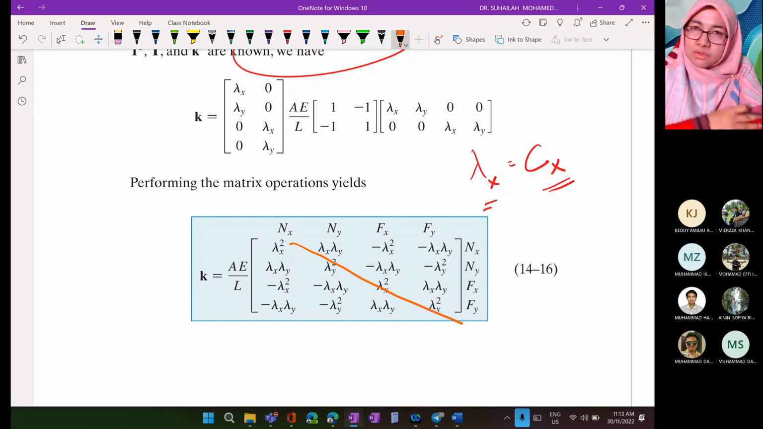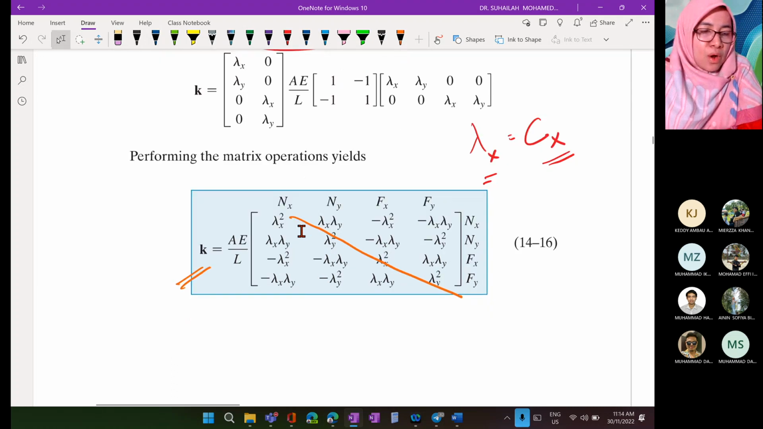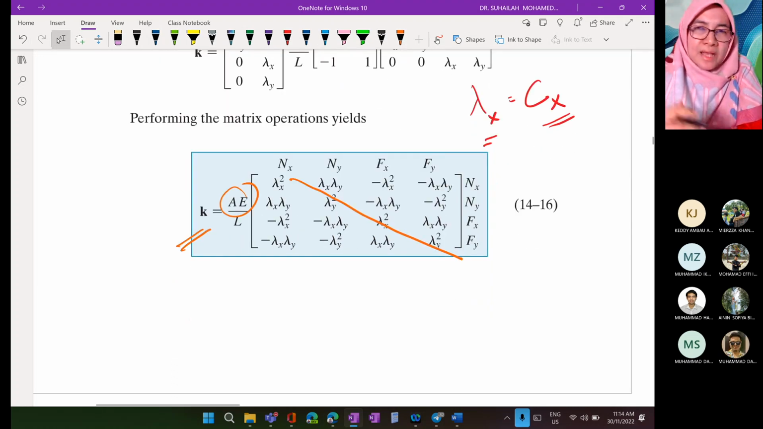Okay, line number 1 equal to row number 1, like what we have done in the matrix topic in mathematics. Okay, so this is the formula. The member stiffness matrix K will depend on AE, which is called axial rigidity, and L, meaning the length of each member. So we calculate element stiffness matrices, and we combine them to have the structure stiffness matrix.